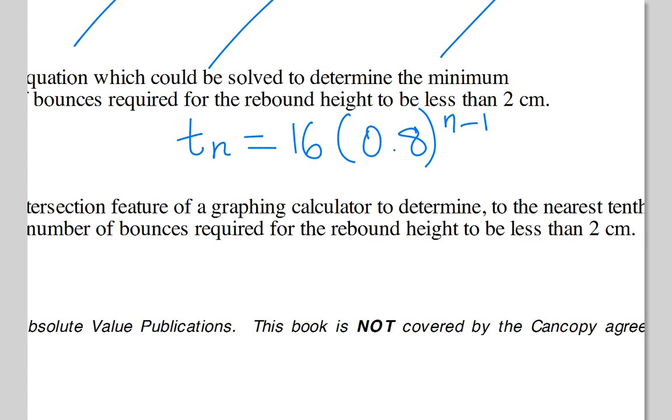So after n bounces, it calculates the height after the bounce. This is our formula. Now, this is where some kids are having confusions from a couple days ago. Hopefully it's resolved. Where does this 2 go? The Tn or the n? This is a Tn. Good, so 2 equals 16(0.8)^(n-1).